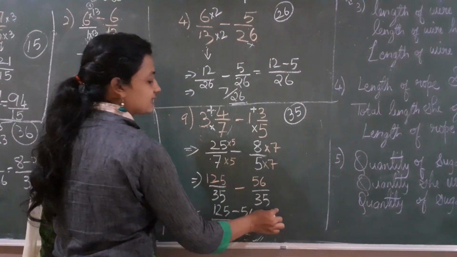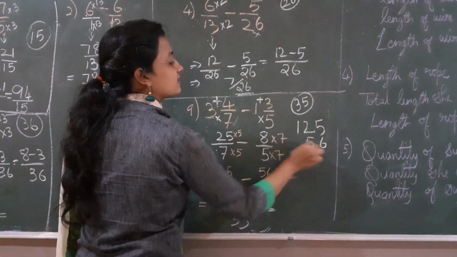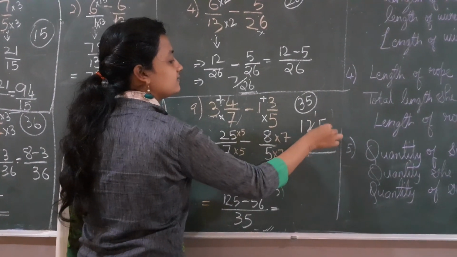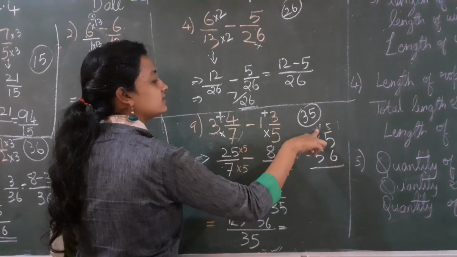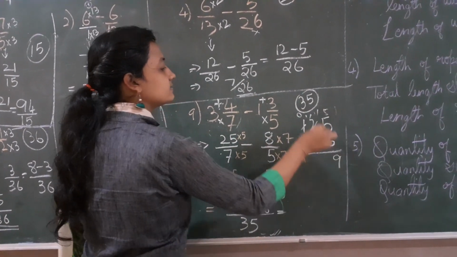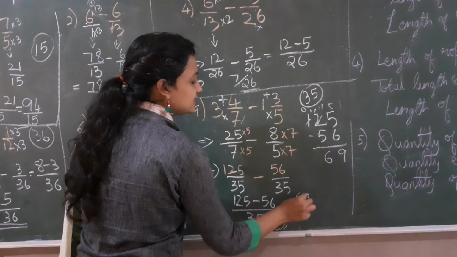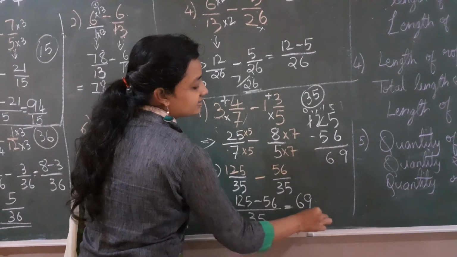I get 7. Wait, let me check. 125 minus 56. So if I cancel, 15 minus 6, I get 9. 11 minus 5, I get 6. So my answer is 69 divided by 35.